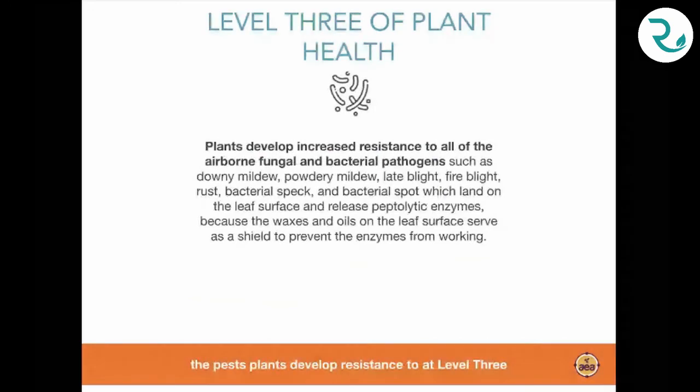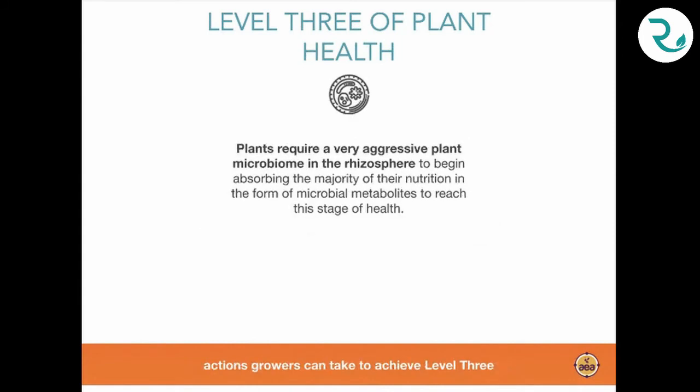When plants reach level 3 of plant health, they now develop resistance to all the airborne fungal and bacterial pathogens, various mildews and blights and rust and bacterial diseases and so forth. This is, to some degree, partially simply a physical shield effect, where we have this shield of waxes and oils on the leaf surface that prevents the pectolytic enzymes from invading and infecting each plant cell. So level 1 and level 2 are a result of chemistry. To get to level 3 requires robust biology.